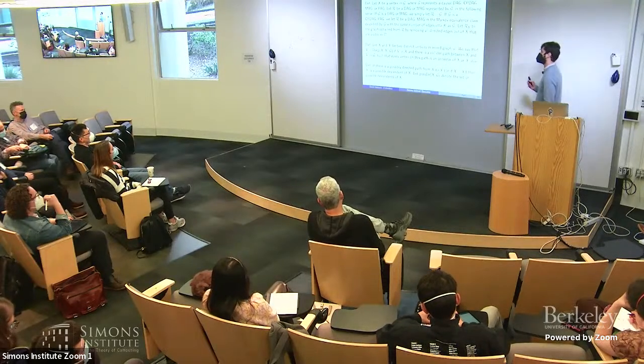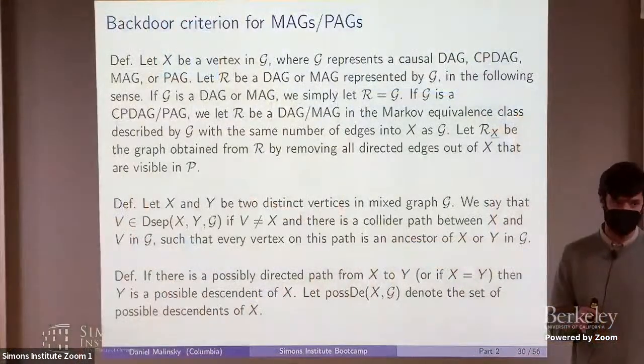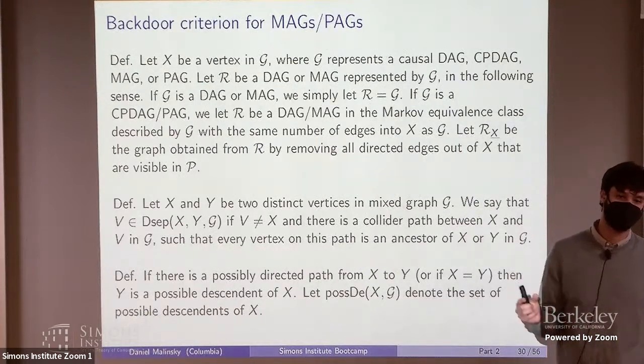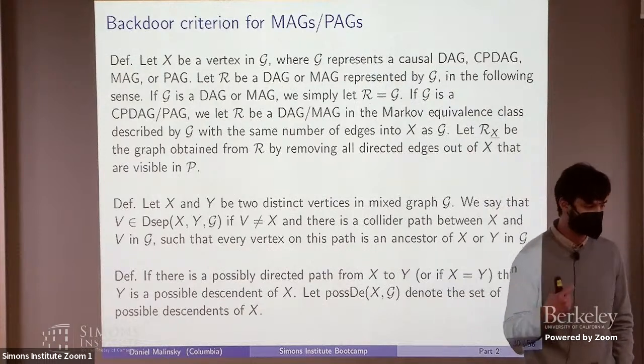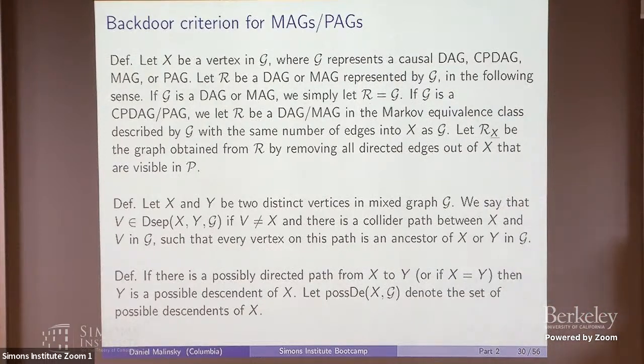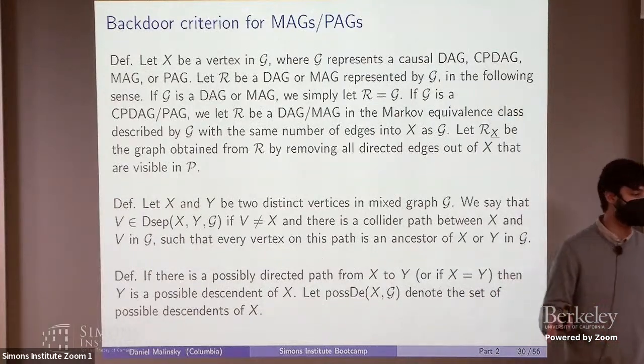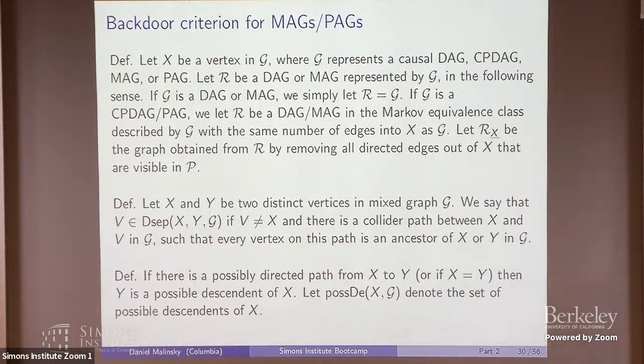There's also a backdoor criterion for MAGs and PAGs. In the case of DAGs, we know that one way to estimate some sort of causal effect or post-intervention distribution is to do backdoor adjustment, so adjust for a certain set of covariates that satisfies Pearl's backdoor criterion. That kind of criterion has been extended to MAGs and PAGs. I'm not actually going to go through this. I'll just leave the slides for you to look into if you're interested.